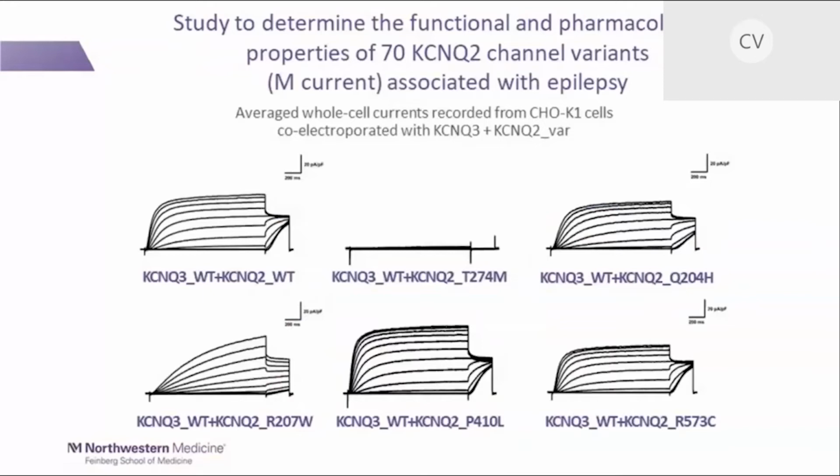Another example of the type of results we can obtain is illustrated in the next 2 slides, which show the results from an ongoing study to determine the functional and pharmacological properties of 70 KCNQ2 channel variants associated with epilepsy. This figure shows the average whole cell currents recorded from wild-type and 5 other mutations, and we can show here that we can detect either loss of function, for example, in the T274M mutant, or changes in kinetics of the channel, illustrated by the mutation R207W.